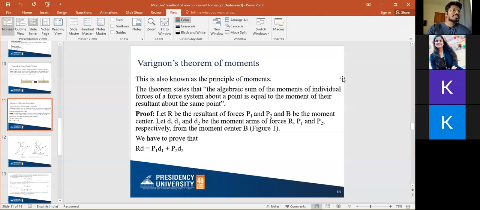Varignon's theorem of moments, also known as the principle of moments, states that the algebraic sum of the moments of individual forces of a force system about a point is equal to the moment of their resultant about the same point. Let's divide this into two parts. First, the forces in the force system and the single resultant force. You have P and Q, two forces in a force system, and from P and Q you can obtain a resultant force R. You resolve P and Q, you get R. The sum of the moments generated by P and Q is equal to the moment generated by the resultant R. That is what Varignon's theorem states.